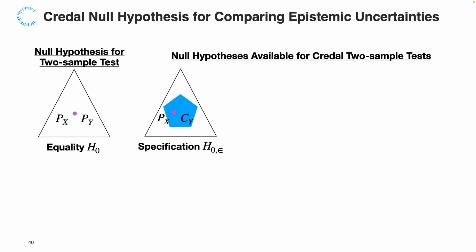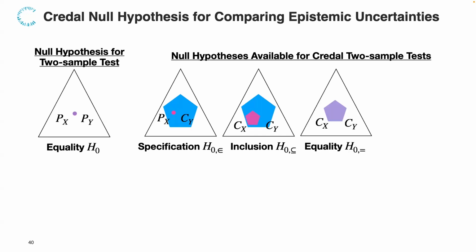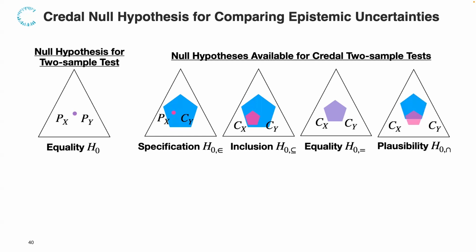So I call this the specification hypothesis, which asks whether a given P of X is inside a Credal set. The second hypothesis I care about is the inclusion hypothesis, whether one Credal set is completely inside the other. And this one is a strict generalization of two-sample test, so it's not that interesting, but I can still ask whether 2 Credal sets are the same. And I can ask whether 2 Credal sets actually overlap at all.